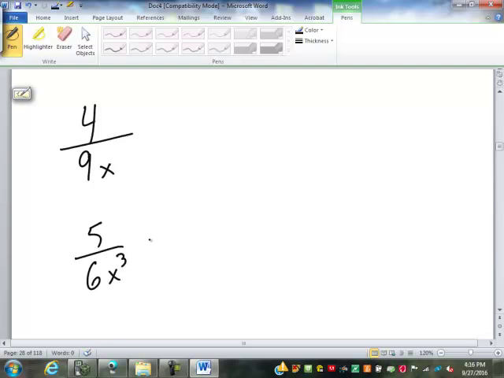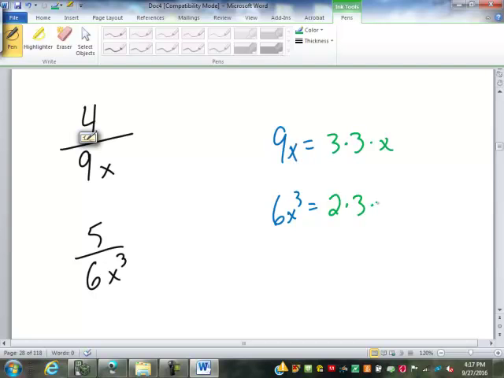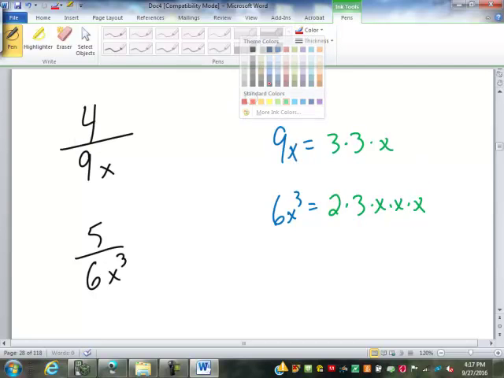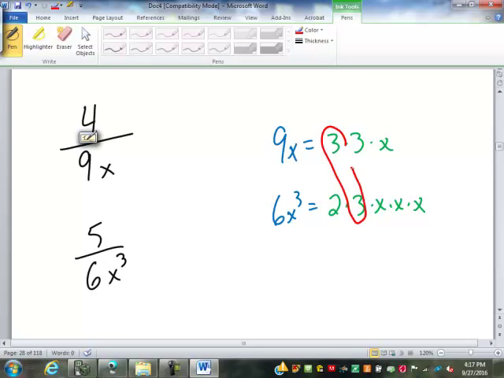Find the common denominators for that. Just find what the common denominator would be, and then we'll talk about the rest in a little bit. So if I factor 9x, 9 factors into 3 times 3, then I have the x. What does 6 factor into? 2 times 3, and then x to the third is just 3 x's. What do they have in common? A 3 and an x.